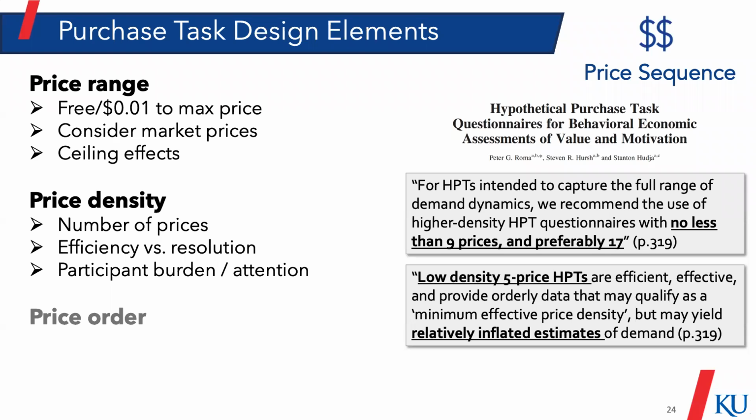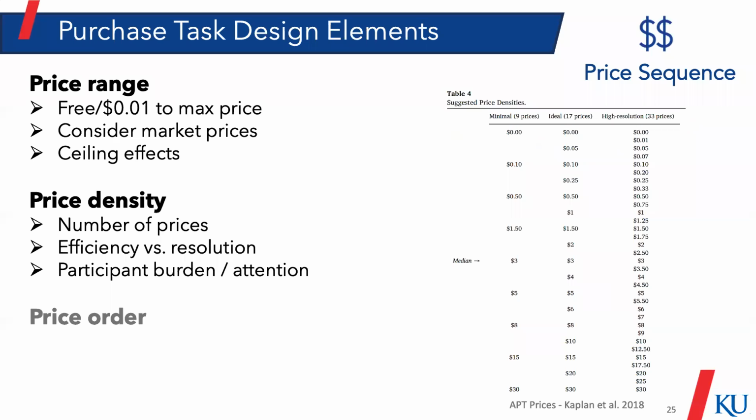Moving toward trying to standardize and suggest price sequences, Brent Kaplan's meta-analysis suggested that there are different configurations based on the 9, 17, as well as a very high resolution 33 price version. So again, moving forward, the hope is that we can arrive at some standardization of prices based on a median of $3 per drink, for example, and ranging from free to $30 a drink.